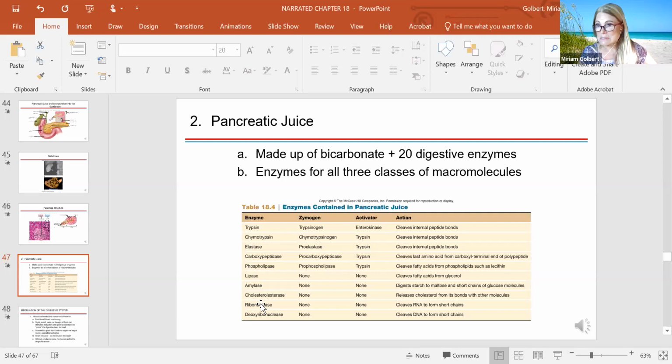Cholesterol esterase, the name tells you what it does. It breaks down cholesterol, right? Ribonuclease has to do with breaking down RNA. Deoxyribonuclease, breaking down DNA, right? When we ate the DNA and the RNA of the plant, the cow, the fish, the duck, anything.